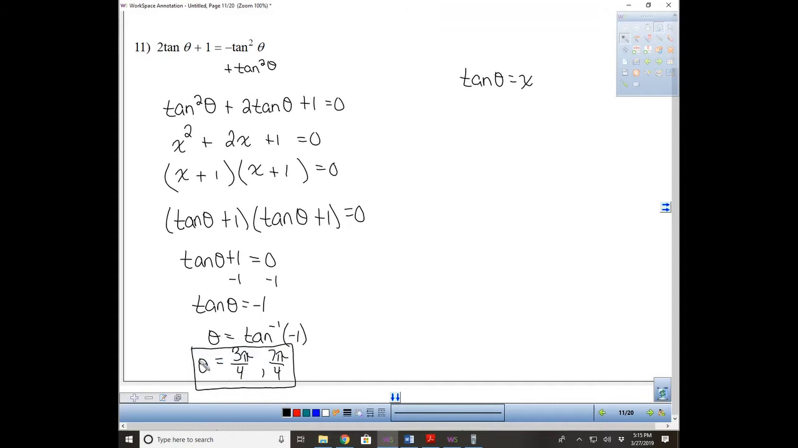Now, since we don't have that number in front of this theta, we don't have to worry about the plus n pi and all of that, okay? Because you're not dividing anything or altering it, so these are the only two angles that are going to give you that.